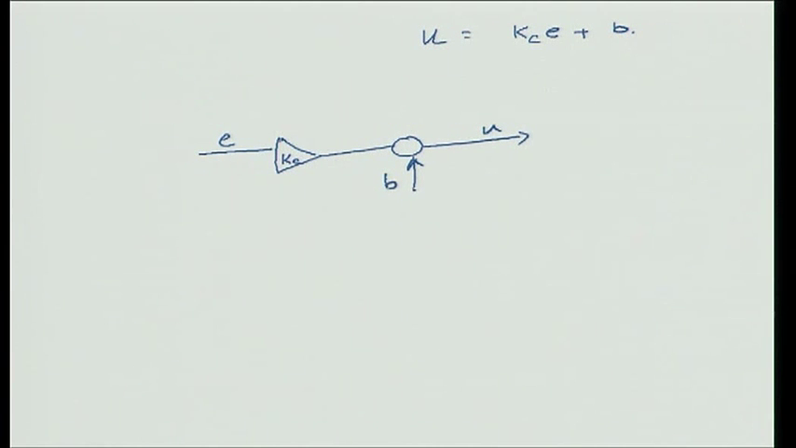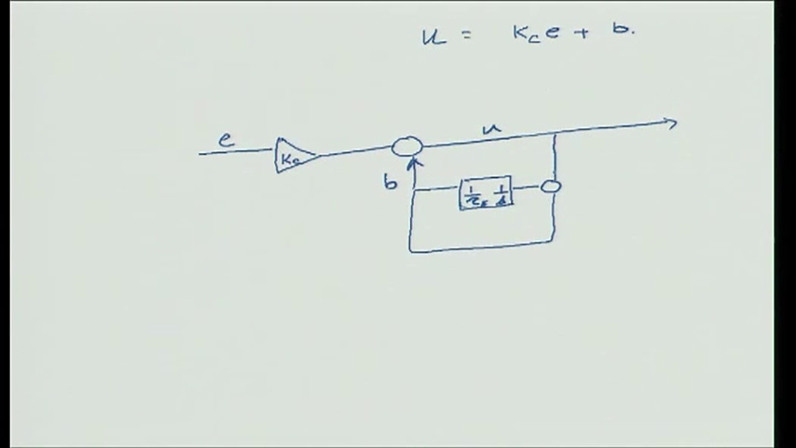Now let us say I put in an integrator with a certain gain associated with it. Let us just say I put 1 by tau I, okay, and I try and make sure that the bias matches the output of the controller. So this is the bias and this is the output of the controller.